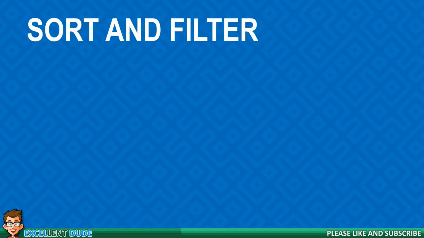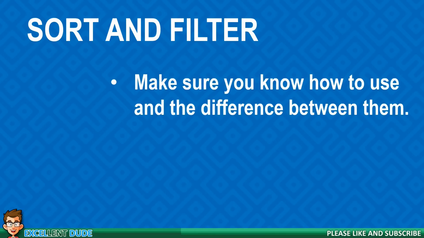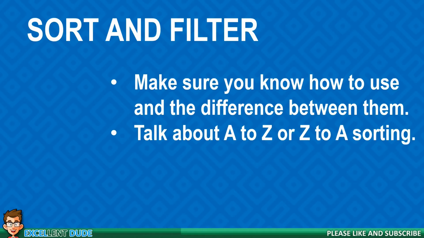The third common interview question is about how to sort and how to filter data. This is a more practical question that is looking to see if you know the skills and the difference between them. You could answer by discussing how you would set up your data as a table so that you can filter the data, and how you use the sort A to Z and Z to A, and how to use the filter options under the Data tab.